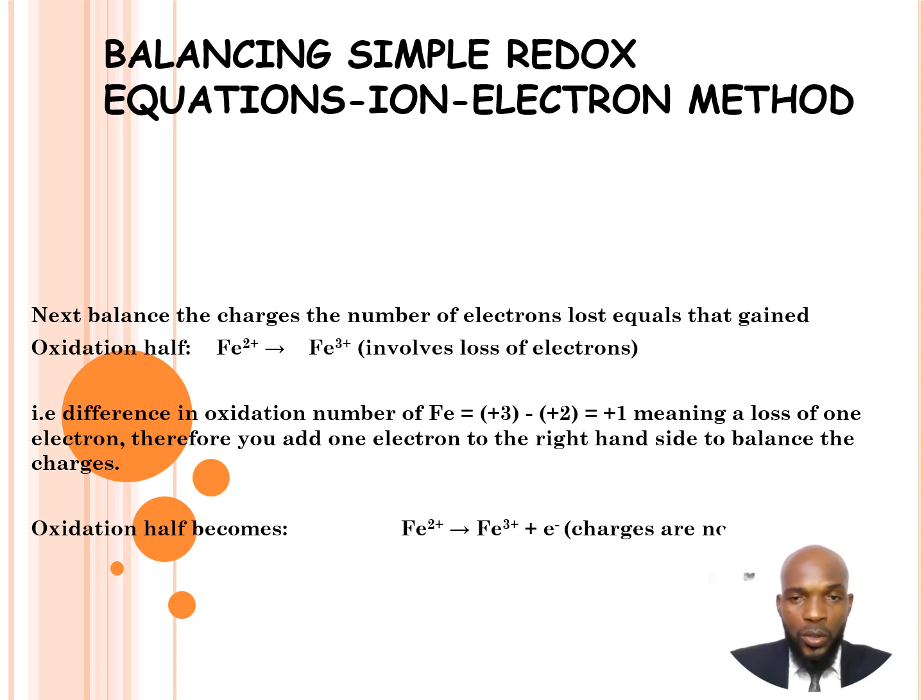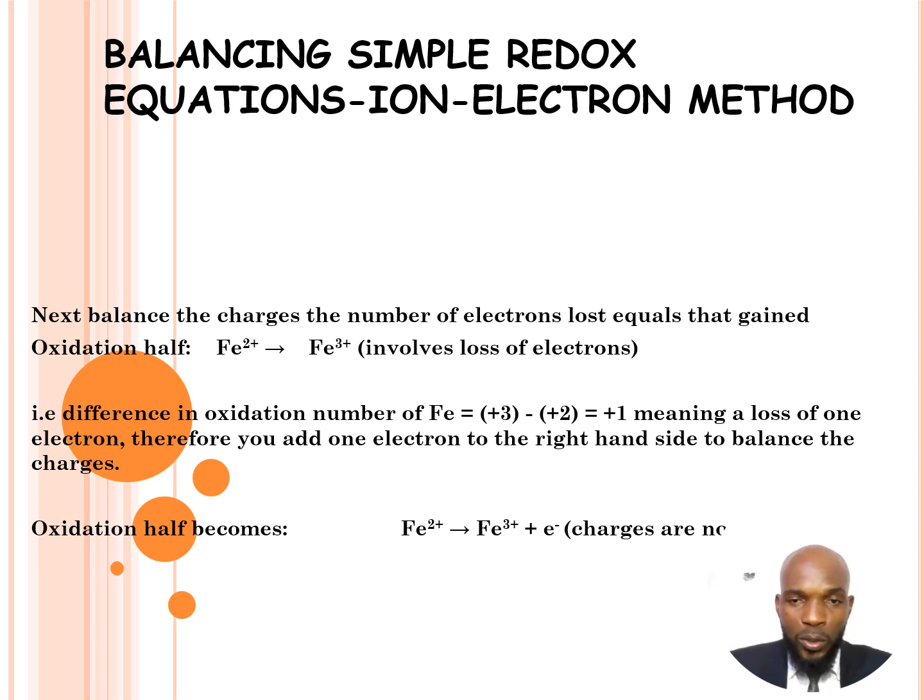Next is to balance the charges. The number of electrons lost must equal that of the electrons gained. So for oxidation half, iron 2 is moving to iron 3, meaning it involves a loss of electron. Difference in oxidation number of iron is plus 1. Therefore, there is a loss of 1 electron.